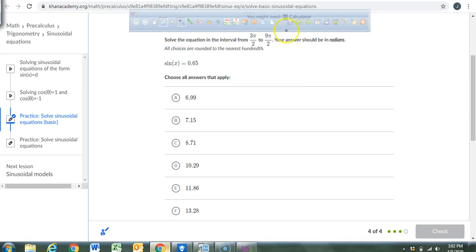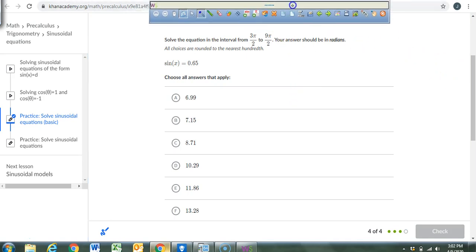All right, and here's our last one. The last problem we're going to be dealing with, we're also going to be in radians, and we're going to find all the answers between 3 pi over 2 and 9 pi over 2. And then this will be the end of the video.